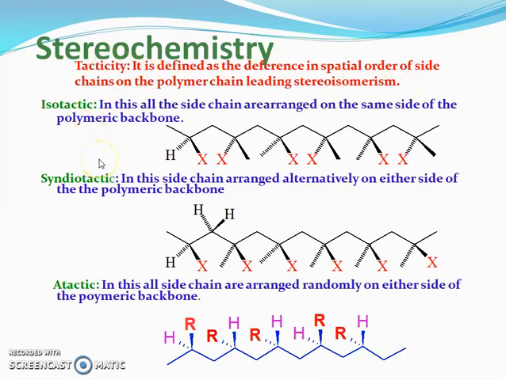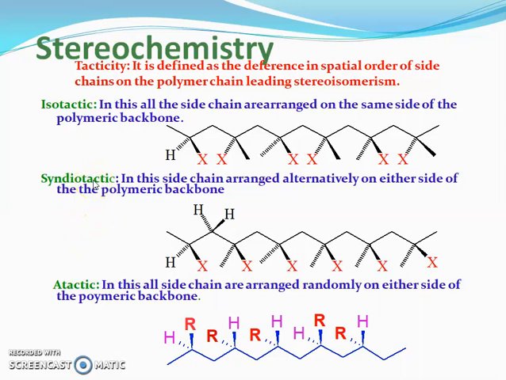Next, three stereoisomers are possible: isotactic, syndiotactic, and atactic. An isotactic polymer is a polymer in which all the side chains are arranged on the same side of the polymeric backbone. In this, all side chains are arranged on the same side. This is called an isotactic polymer.